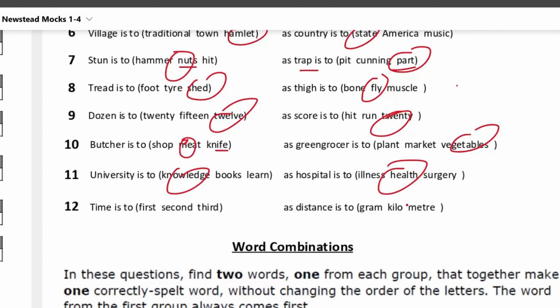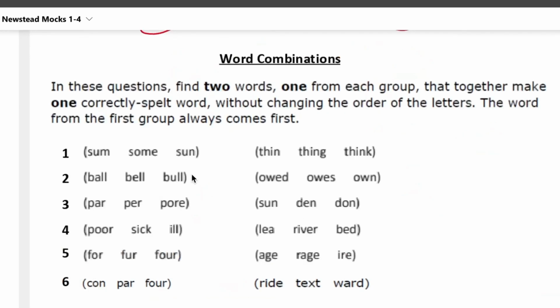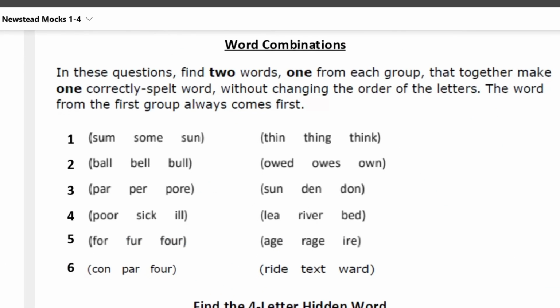So 12, we have time is to something, just as distance is to something. It comes out to me that we have to use words of measuring this. So how do we measure time? Using seconds. And how do we measure distance? Using meters. We have to try and find the words for word combinations, and we have something.